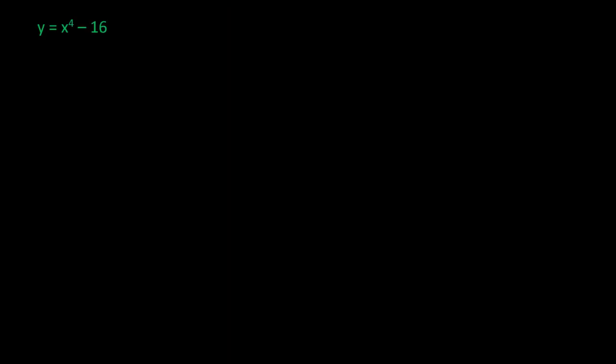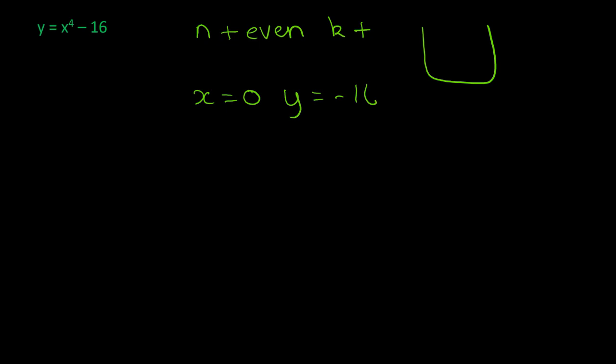So here's our first example. Looking at our power of x, we can see that n is positive and even, and our k is also positive. So we know straight off that we're expecting it to look like this in terms of its shape. Next thing we want to know is, where is it going to cross the axes? So when x equals 0, y will equal minus 16. And when y equals 0, x to the power of 4 will equal 16, and so x will equal plus or minus 2. And this doesn't have an asymptote.